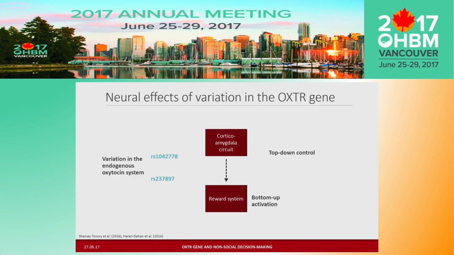Just to sum up, the endogenous oxytocin system might influence non-social reward-based processing, and we find oxytocin receptors throughout the brain, in the cortico-amygdala circuit and the reward system. Most of the administration studies show effects in the bottom-up related activation when they're showing social stimuli. But for my two specific SNPs, I found indications that the top-down control might be ineffective.